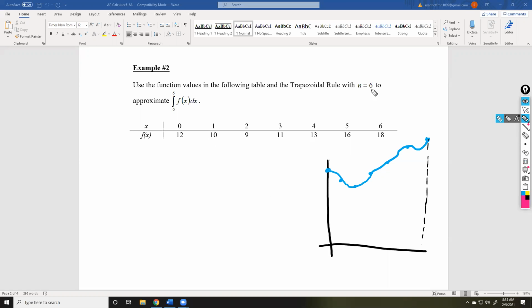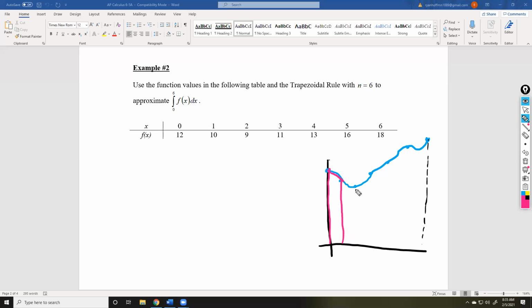Trapezoidal rule with n equals 6. So that means we're drawing 6 of these trapezoids. From 0 to 1, 1 to 2, 2 to 3, 3 to 4, 4 to 5, 5 to 6. So we're going to start with the one from 0 to 1. Take your height of the first. Take your height of the second. And then we're just going to connect the dots. And that creates our trapezoid. And then we'll do this same thing for the second one.